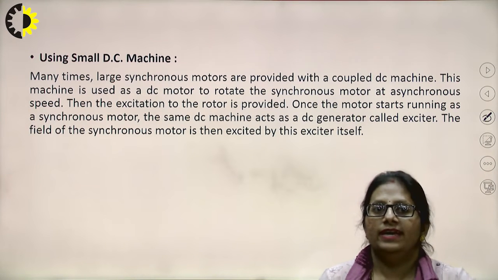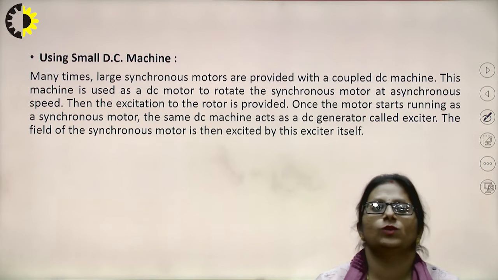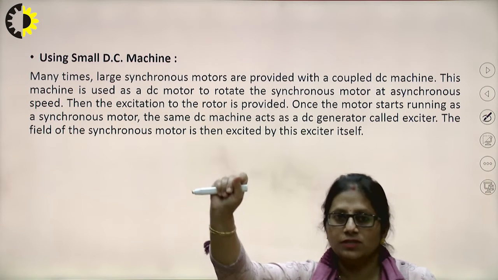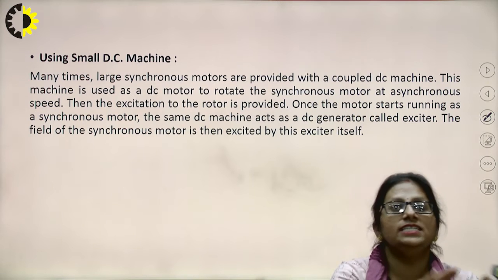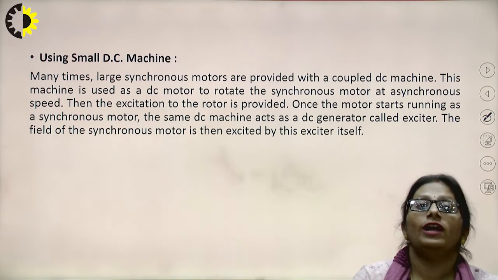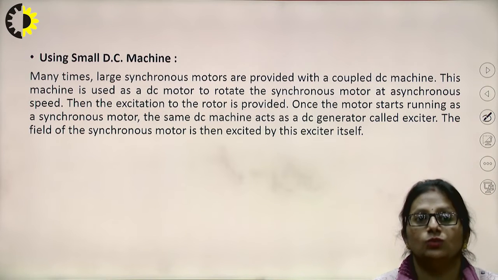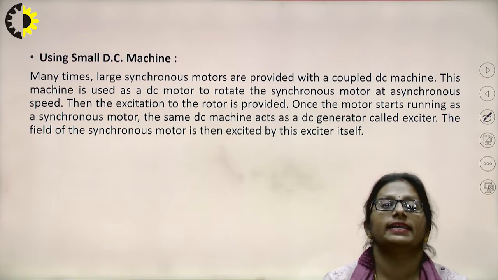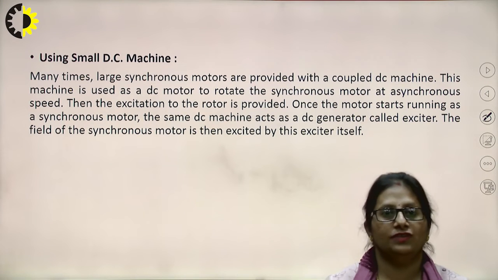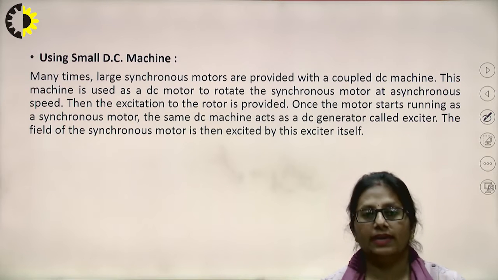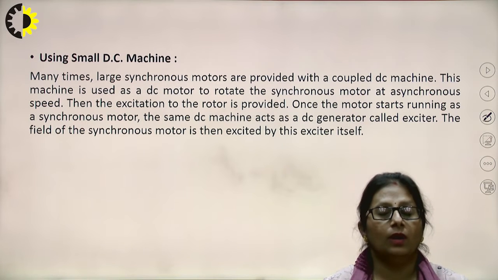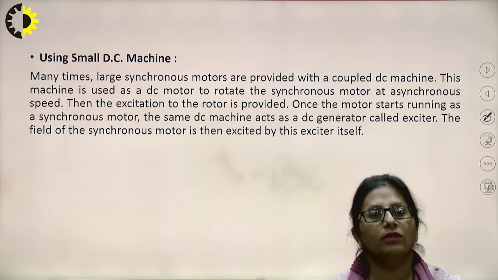But now, the same DC machine, which was acting as a DC motor to make the rotor rotate at sub-synchronous speed, will now act as a DC generator. For what? It will be called an exciter, to give the field excitation to the synchronous motor, right? So the same DC machine can work as an exciter, which is called a motor generator set. That is an advantage: a small DC machine initially works as a motor to start the synchronous motor, and later works as an exciter to give the DC supply for the field excitation.